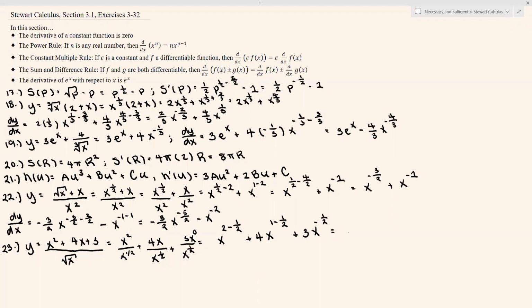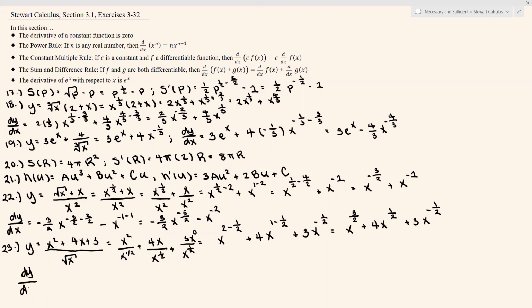And if we simplify this out, this becomes x to the 1.5. Maybe we should write this instead as 3 over 2. Plus 4x to the 1/2 plus 3x to the negative 1/2. And now taking the derivative is not so bad.